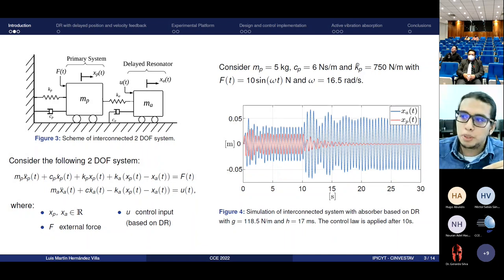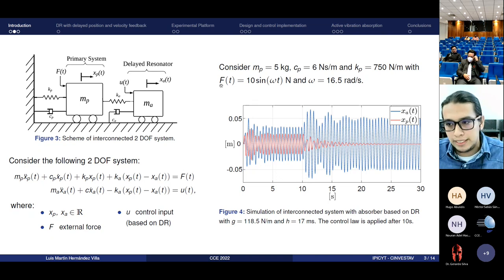For this, let's see the next example. Consider now the parameters of the primary system, and the parameters of the secondary system are the same as considered in the previous example. For this case, the external force is given by this harmonic function, and this is the disturbance frequency. In fact, in the previous example, we designed the DR for this oscillation frequency. So in figure 4, we see that during the first 10 seconds, the interconnected system is in open loop, and after that the control is applied, observing a high attenuation in the primary system.